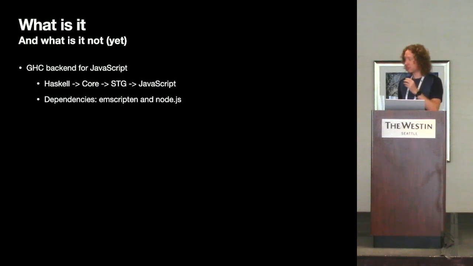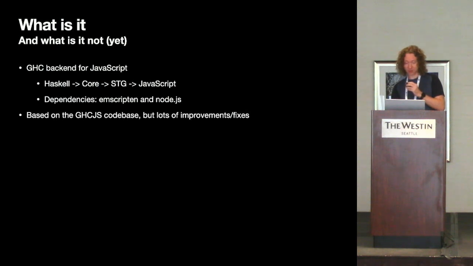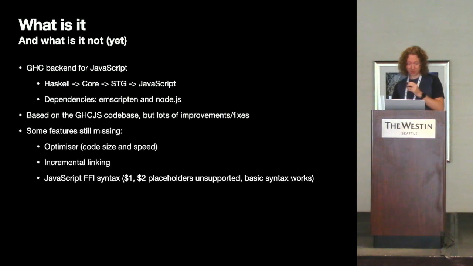We don't really support compiling C sources directly to JavaScript. A bit of glue is needed if you actually want to use Emscripten compiled sources. It's based on GHCJS. We fixed a lot of things. Everything is now built with and tested with the GHC test suite. We found a lot of things and it's improved, and it's also a lot faster. But some things are still missing.